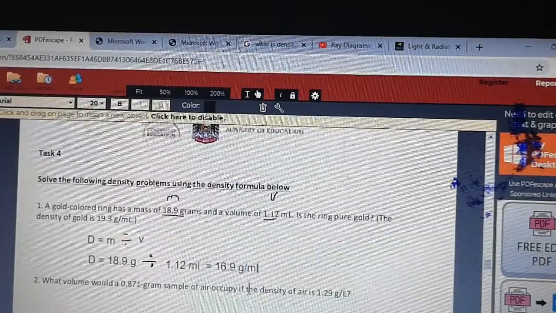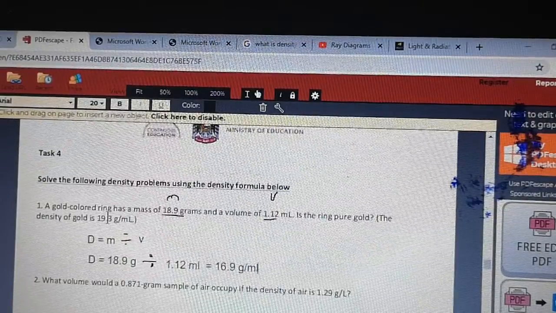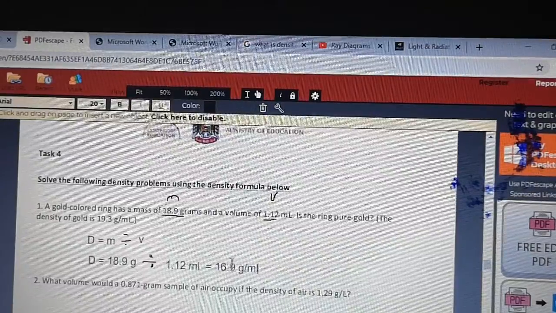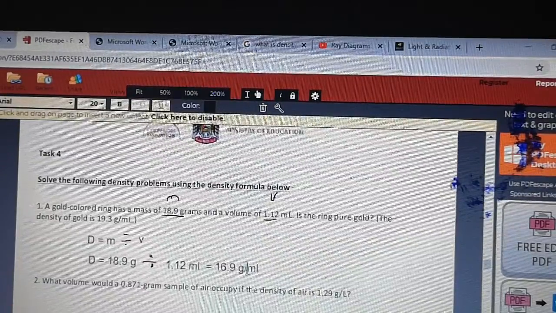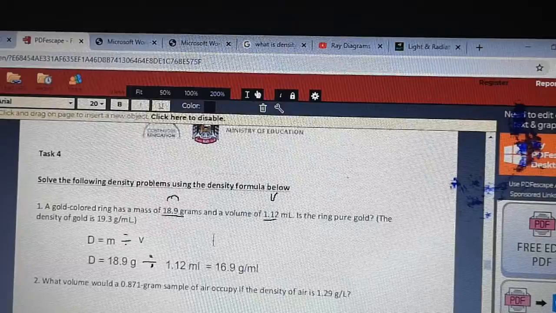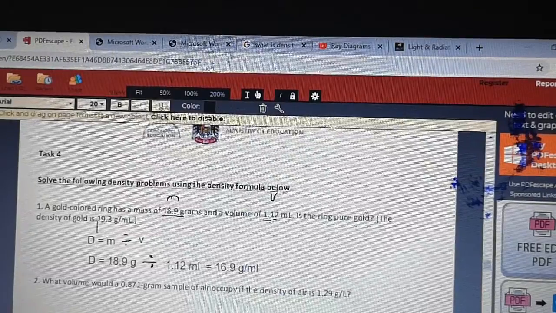So is it pure gold? What does it say? The pure gold would be 19.3. So it's lighter than gold. You can see the density is less than gold. It's not going to be pure gold. It needs to be 19.3.